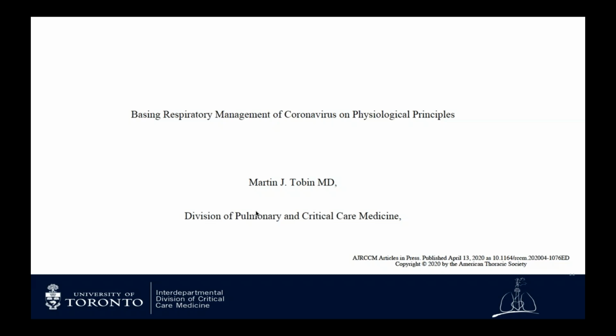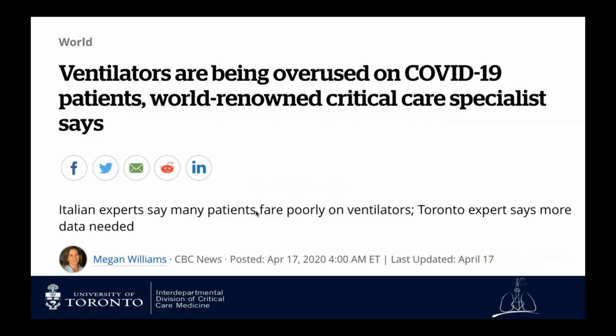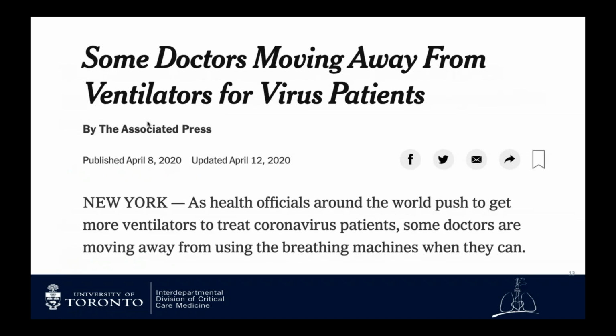editorial says some very sensible physiologic things, like you don't need to intubate somebody just because their respiratory rate is high. You should intubate them because they have high work of breathing or they're extremely hypoxemic. But these kinds of messages often have been taken out of context, and we've seen them in the CBC: ventilators being overused, says world-renowned critical care specialist Luciano Gattinoni, although that's not actually what he said. In the New York Times, we're moving away from ventilators because ventilators are killing patients.